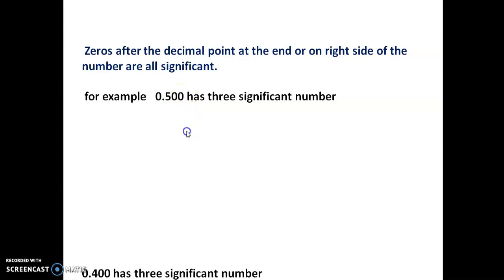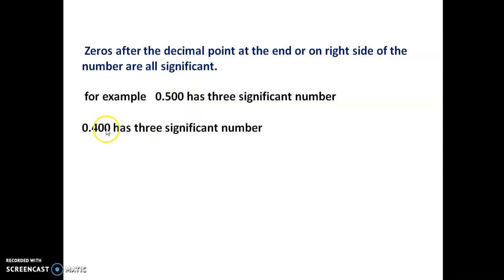Next rule, zeros after the decimal point at the end, or on the right side of the number, are all significant. For example, 0.500 has three significant numbers. These two zeros which are present on the right hand side of the decimal point we have to consider. Second example is 0.400. It has again three significant numbers, because these two zeros are present on the right hand side of the decimal point.